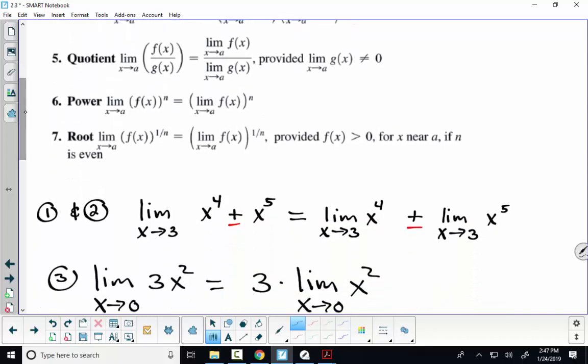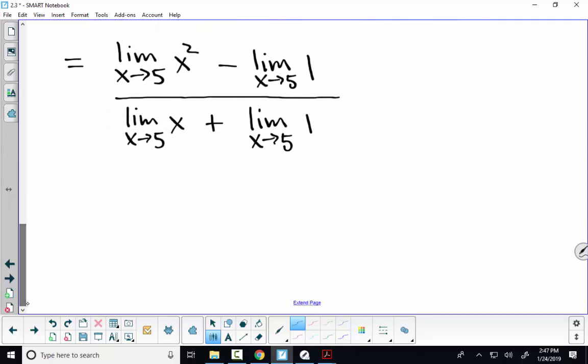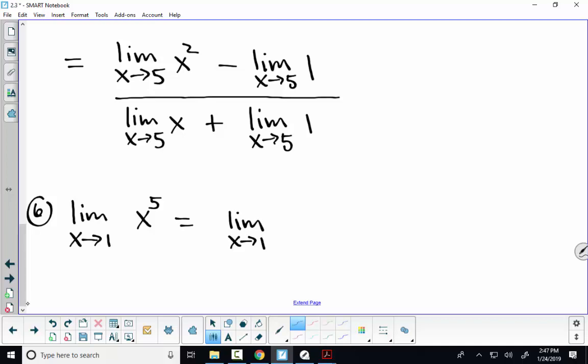6 deals with powers. So if we have a function that's raised to a power, we can move the limit inside with the function and then apply the power afterwards. So for instance, the limit as x approaches 1 of x to the 5th. We can write that as the limit as x approaches 1 of the function x, and then we can raise all of that to the 5th power.